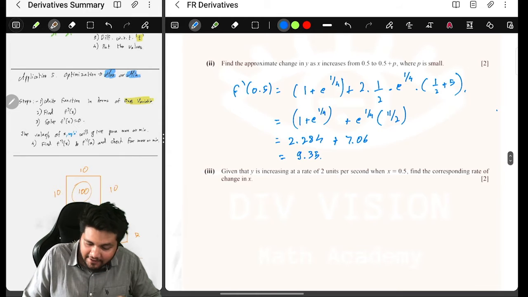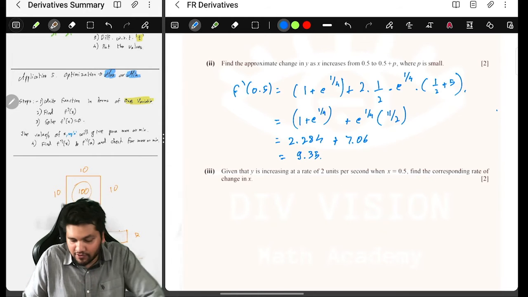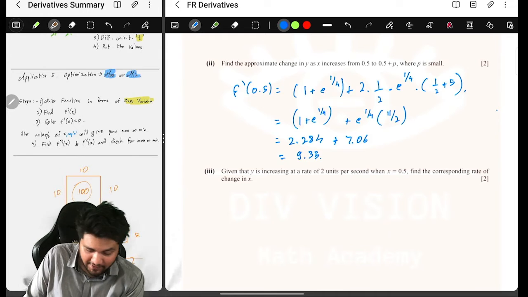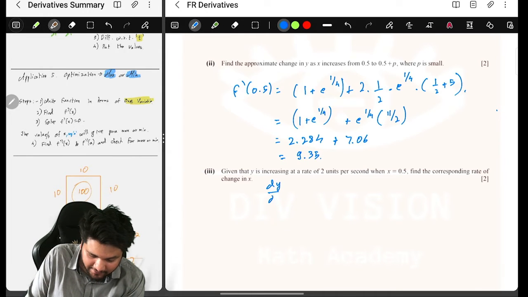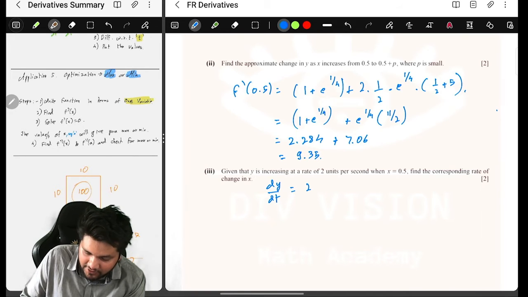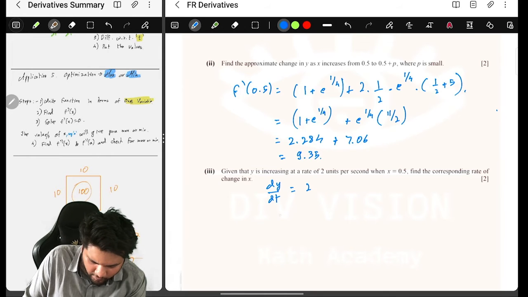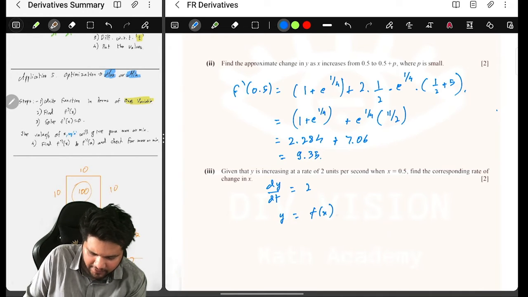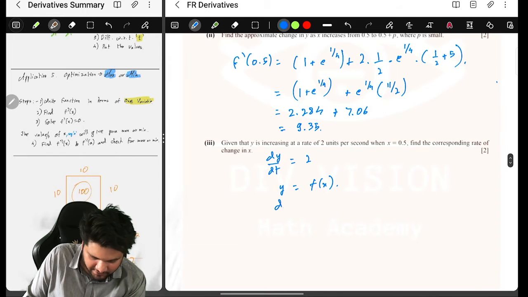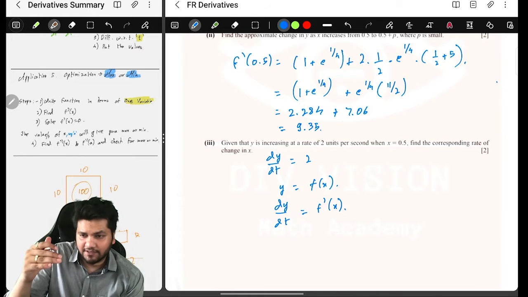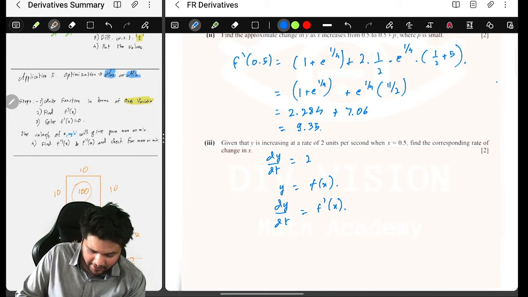So you see, y is increasing at a rate of 2 units per second when x is equal to 0.5. So that means what they have given is dy by dt, which is nothing but 2 units per second. Find the corresponding rate of change in x. So that means, y we already got as f of x. Now if I just differentiate with respect to t, I'll get dy by dt is equal to f dash of x into dx by dt, since I'm just differentiating that x thing.